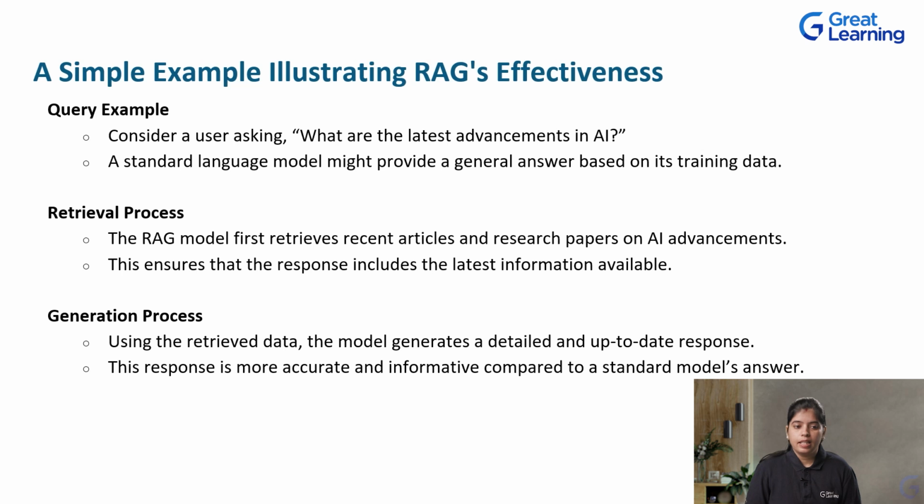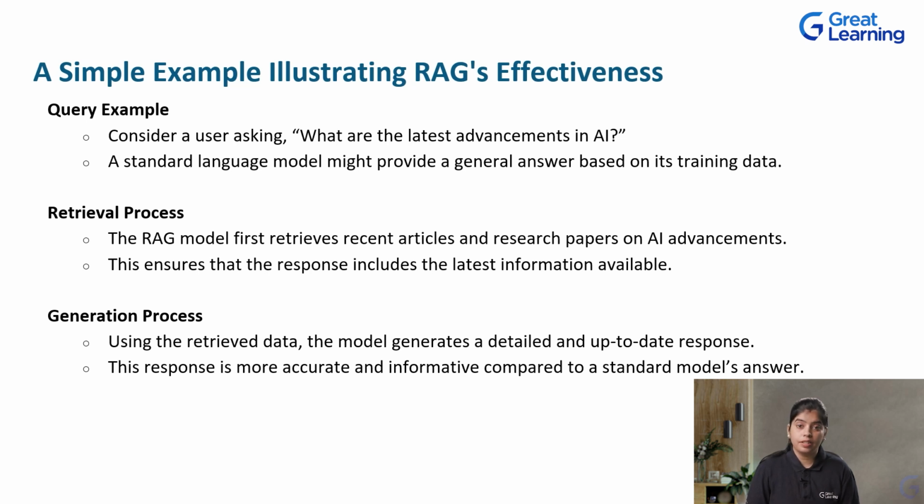The retrieval process is next. The RAG model first retrieves recent articles and research papers on AI advancement. This is the example of up-to-date information, as RAG always uses up-to-date information. This ensures that the response includes the latest information available. It will not only work on the trained data, but if you have some up-to-date information regarding your query, it will try to fetch that without retraining the data.